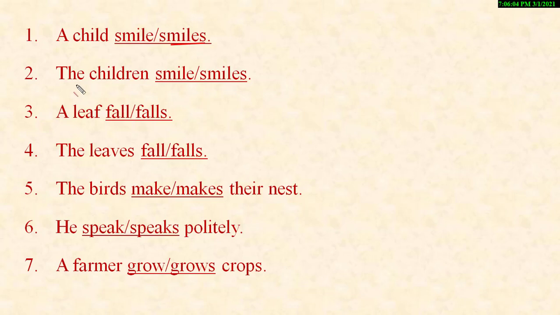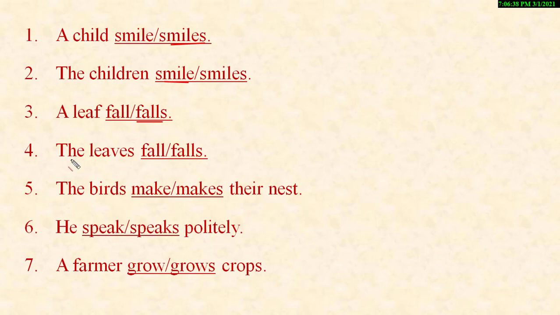The next sentence is: the children smile or the children smiles. The children is the plural subject. So we should use the children smile. The next sentence is: a leaf falls or a leaf fall. We can see it is only one leaf. So we should use the singular verb. We have added s with the verb. So it becomes a singular verb. So with a singular subject, use the singular verb.